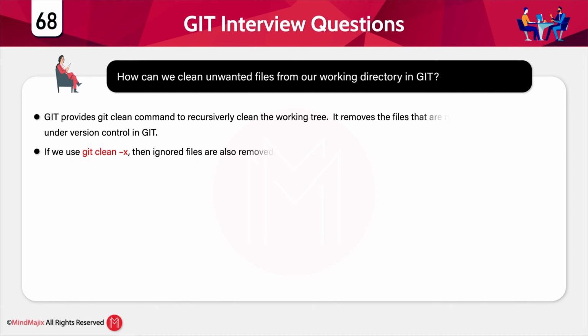How can we clean unwanted files from our working directory in Git? Git clean -x. Ignored files are also removed. Git provides the git clean command to recursively clean the working tree. The working tree will be cleaned by using the git clean command. It removes the files that are not under version control in Git.